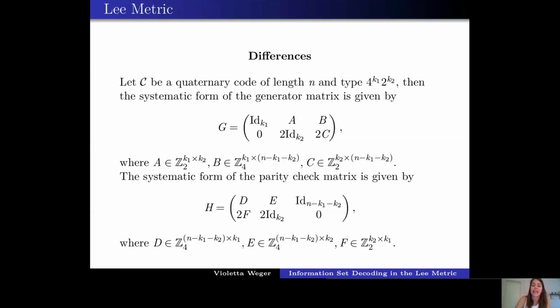So the differences to classical coding theory are very clear. Our systematic form is not as nice as over finite fields. This is the generator matrix, and below is the parity check matrix. The type of this code is 4 to the k1 times 2 to the k2, and you can see this k2 very clearly in the generator matrix because we have k2 of these rows that are all multiples of 2, and so they're not invertible and you can't get rid of them.